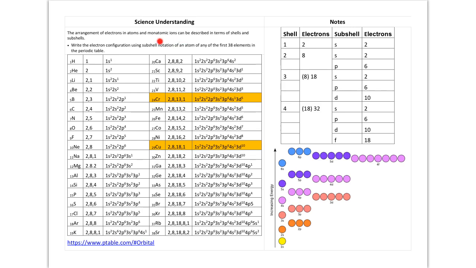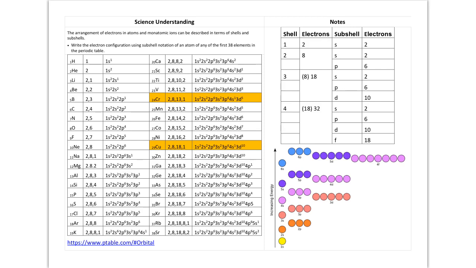It does mention ions here. I'm not going to talk about ions at this point. We'll come back to that possibly a little bit later. It might come up in a couple of the questions, and I'll just talk about those as we get to them. But I just want to keep the picture a little bit simpler at the moment. I know my Year 10s last year did some stuff on ions, but we're not going to worry about that straight away.